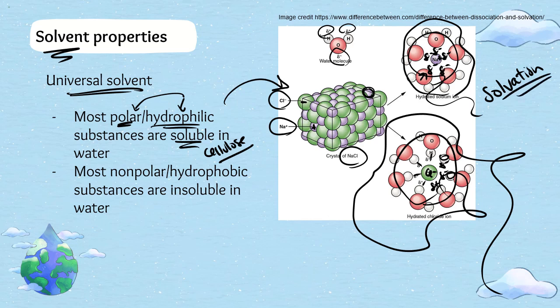Water's really good at dissolving things that are polar and hydrophilic. There are exceptions like cellulose. Most non-polar substances or hydrophobic substances are not soluble in water. There are some exceptions to this as well. Oxygen gas is non-polar, but it's super tiny, and so it dissolves kind of sort of a little bit well in water. Not super great, not as good as salt does, but it can dissolve in water because it's so small.